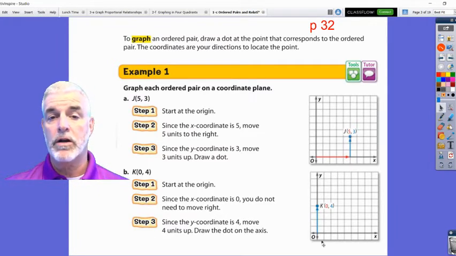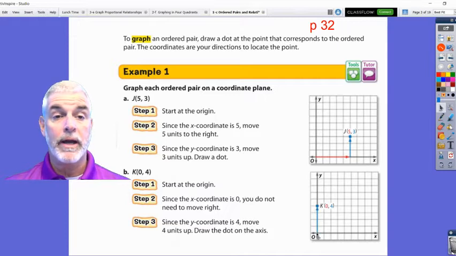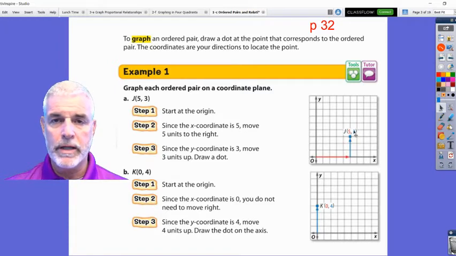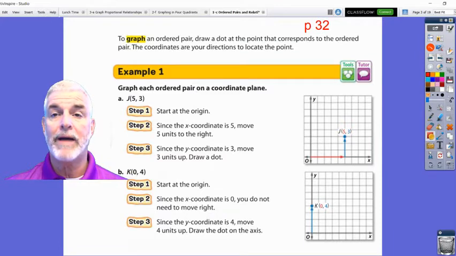5, 3 is right here. The first coordinate of this next example is 0, so you don't go left and right at all. Then you go up 4 for the y coordinate. So point K is at 0, 4. Make sure to label these when you're told to graph and label. You don't have to label the coordinates. You do not have to put the numbers in there when you label these, but you do have to write the letter. The numbers are not required.